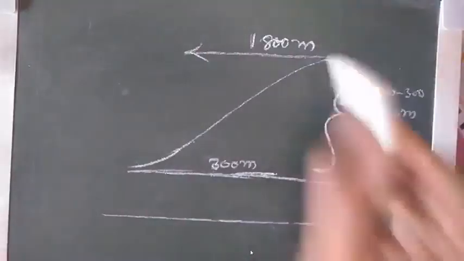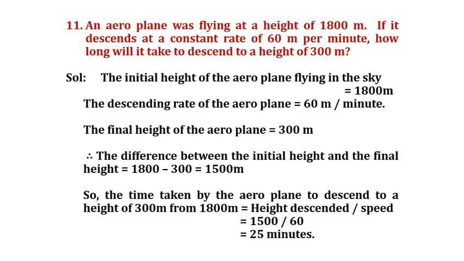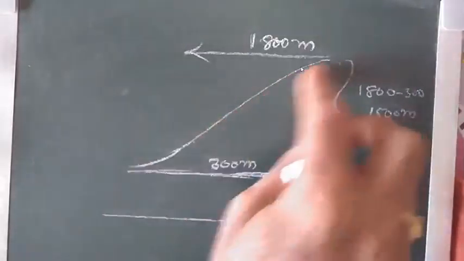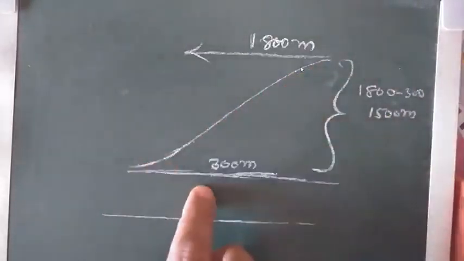With the speed of 60 meters, what is given? 60 meters per minute. Okay, how can you find out the time taken by this plane to come to the 300 meters? He is asking how long will it take to descend to a height of 300 meters? Means from 1800 meters to 300 meters, how much time will it take to come here with the speed of 60 meters per minute?